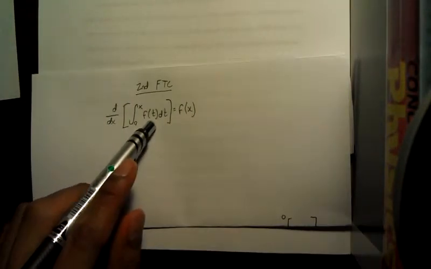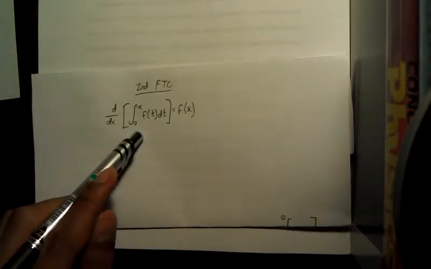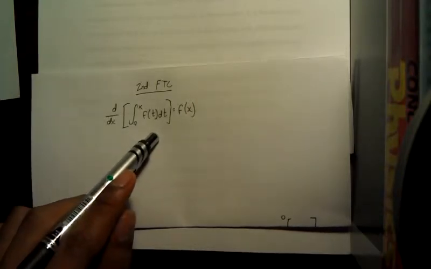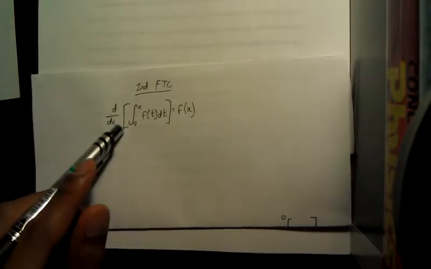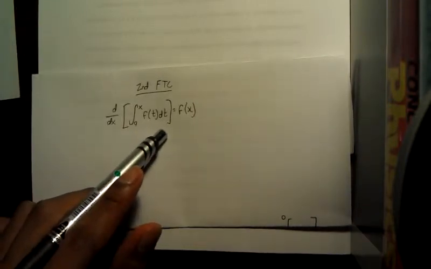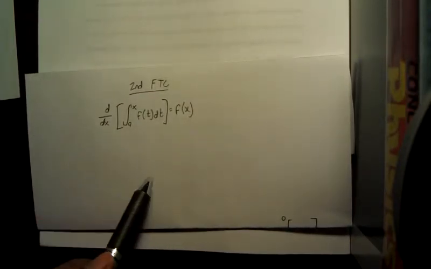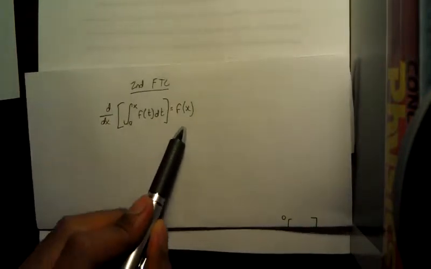What it means pretty much is that if you're given a function and you're asked to take the integral of that function, then once you take the integral of that function, you can take the derivative of that thing that you just solved for, and that equals the original function. So it pretty much says, take the antiderivative, take the derivative, and what you'll end up with is the original function.